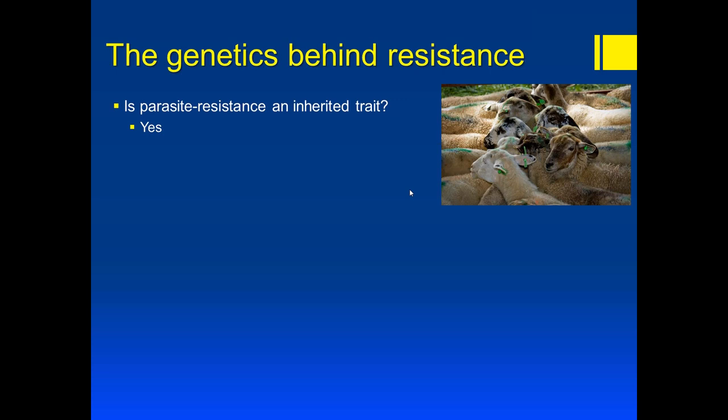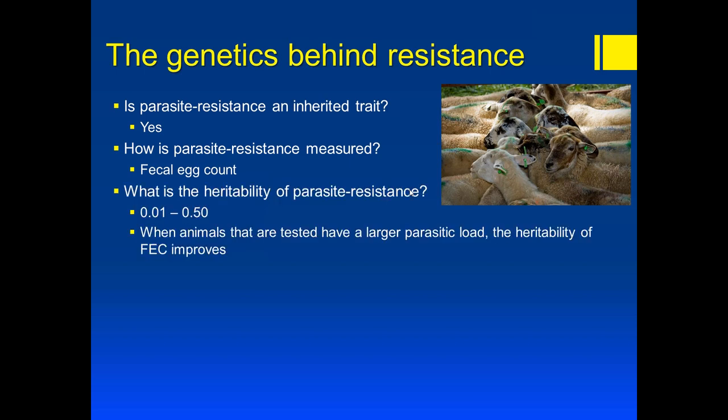So in terms of the genetics behind resistance, we have to ask ourselves a few questions. Is parasite resistance an inherited trait? And I think largely the answer is yes. How is parasite resistance measured? Currently, we're using the fecal egg count as the measurement for parasite resistance, because this is our only measurement in a live animal of actual parasite load. This is going to vary throughout the year. So that variance in the way fecal egg count varies throughout the year will also affect the heritability, or the proportion of the phenotypic variance that is due to genetics.